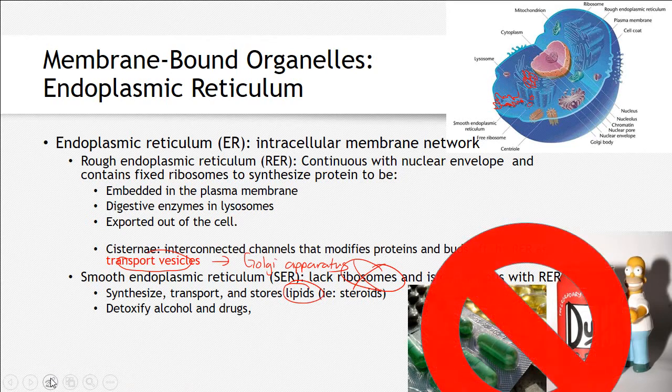It also detoxifies alcohol and drugs. So if you think about organs that help detoxify alcohol, like the liver, they will have a lot of smooth endoplasmic reticulum. Certain types of smooth endoplasmic reticulum also store calcium. A specific one that we'll be talking about later in this semester is skeletal muscle, which will store a lot of calcium for muscle contraction.